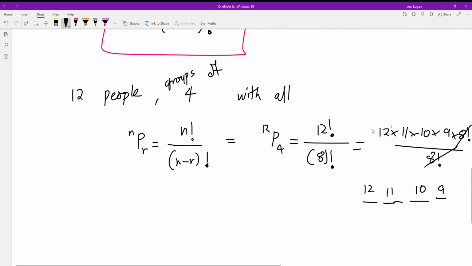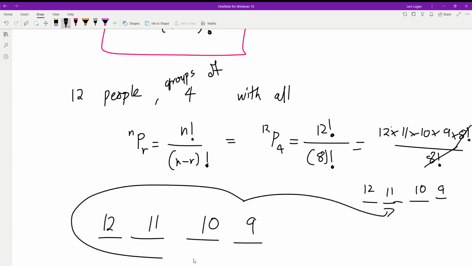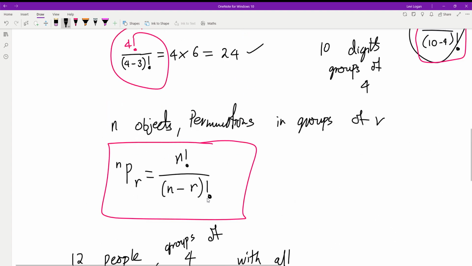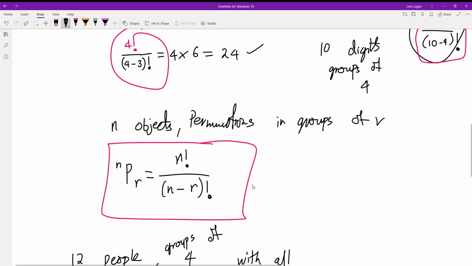Now we could have worked this out using our very first method up here with the phone. So if we have 12 people and we want them in permutations of 4, we've got 4 placeholders. How many people can we place here? We've got 12, then we've got 11, 10, and 9. So this is where this formula really comes from, this main idea here. Okay. Yeah, that's an introduction to the idea of permutations.